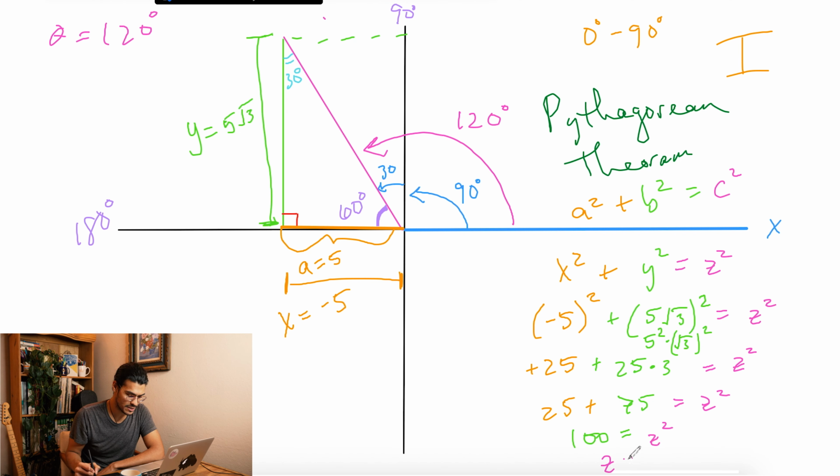Take the square root, and z equals positive 10. Even though you may have been taught when you take the square root, you always have the positive and the negative option. That's 100% true. But when we're talking about a hypotenuse, it's always positive. So we're going to take the positive value and call that length 10.